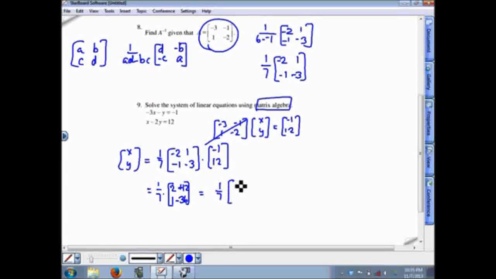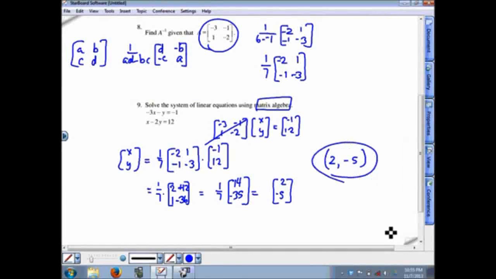So this is 1/7 times 14 over negative 35. Now multiply by 1/7 and you get 2, negative 5, and that equals x and y. So x is 2, y is negative 5. So the solution is 2, negative 5.